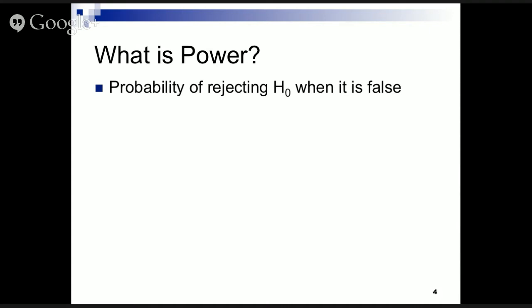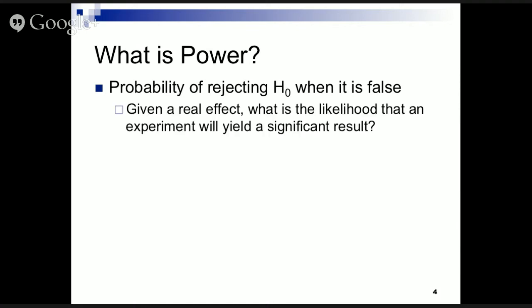Power is the probability of rejecting the null hypothesis when it is false. So let's say you're running a study looking at whether there's an average height difference between men and women. Your null hypothesis is there is no difference. Because we know there is a difference between men and women in height, the null hypothesis is false. So power is the probability that when you run your study, you will find a significant difference in height between men and women.